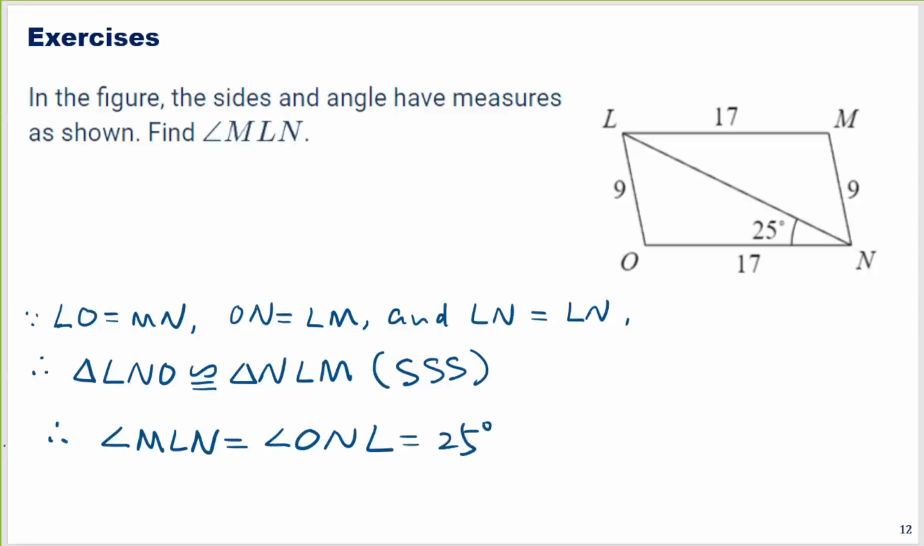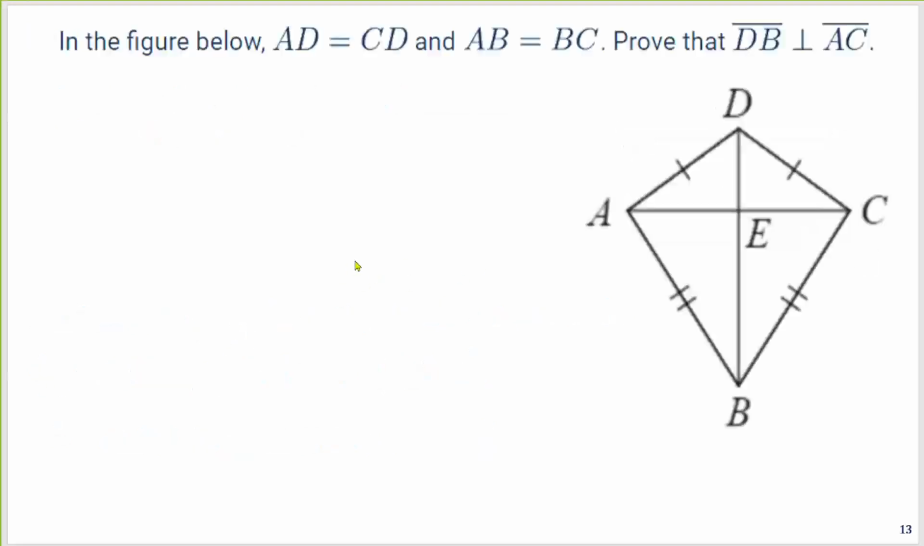Well, you don't need to write a lot of things. Just write the key statements to lead to your final conclusion. Okay, any questions? If not, let's consider another one here. In the figure below, like a kite, AD equals CD, AB equals BC. Can you prove that DB is perpendicular with AC?